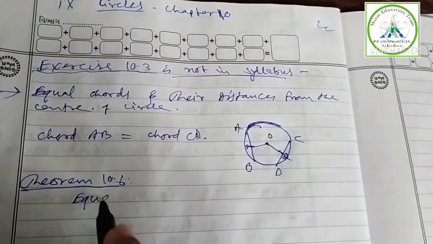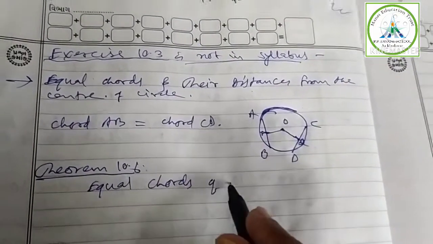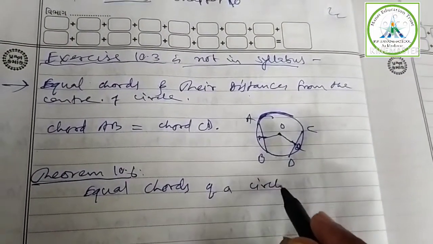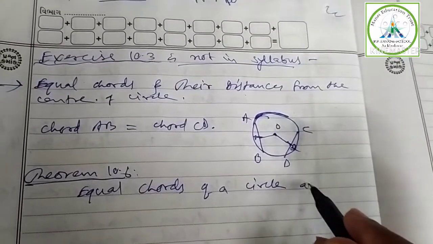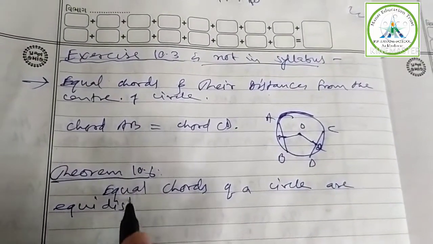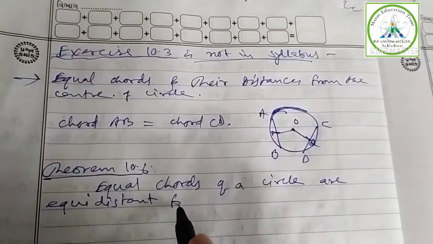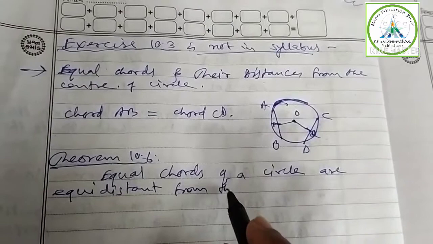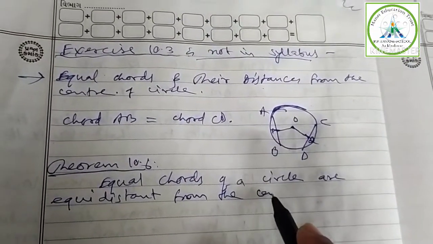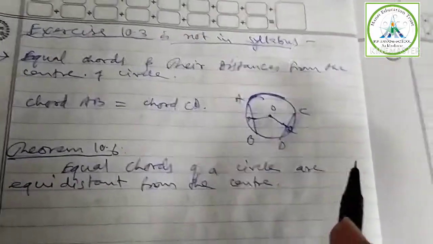Equal chords of a circle are equidistant from the center. Okay, please remember this now.